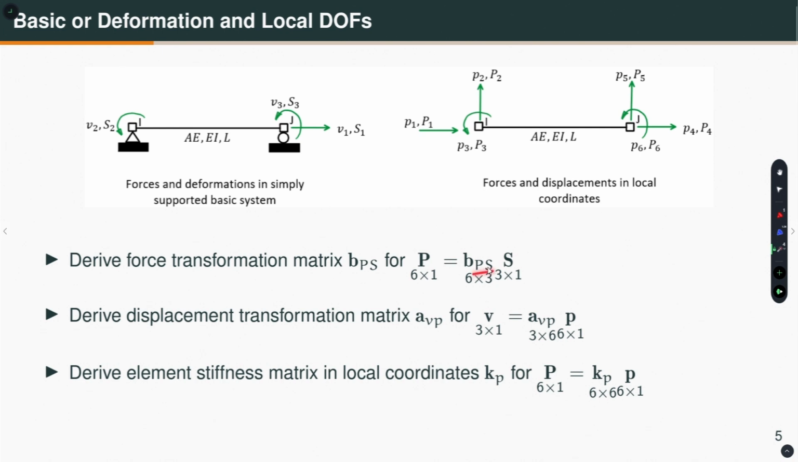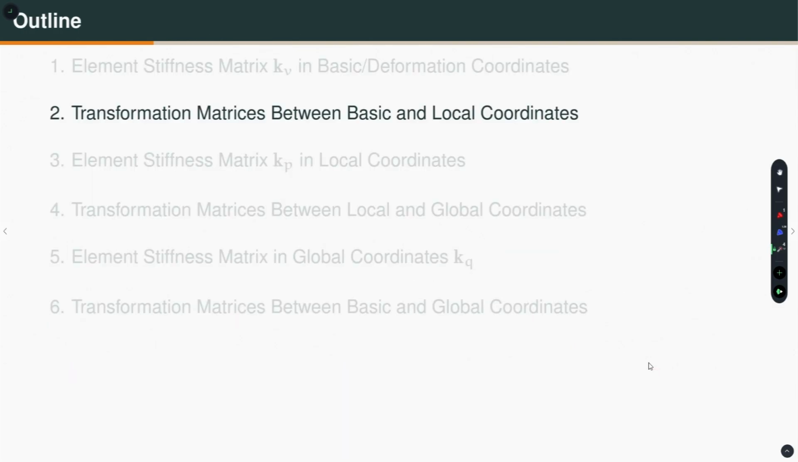PS stands for going from S to capital P, and here VP stands for going from P to V, local displacements to the basic deformations. And then I want to derive the element stiffness matrix Kp in the local coordinates, so that the force displacement relationship for the local coordinate is: capital P, the forces in local coordinate, is equal to K sub P, the stiffness matrix in the local coordinate, multiplied by the displacements in the local coordinate, little p.